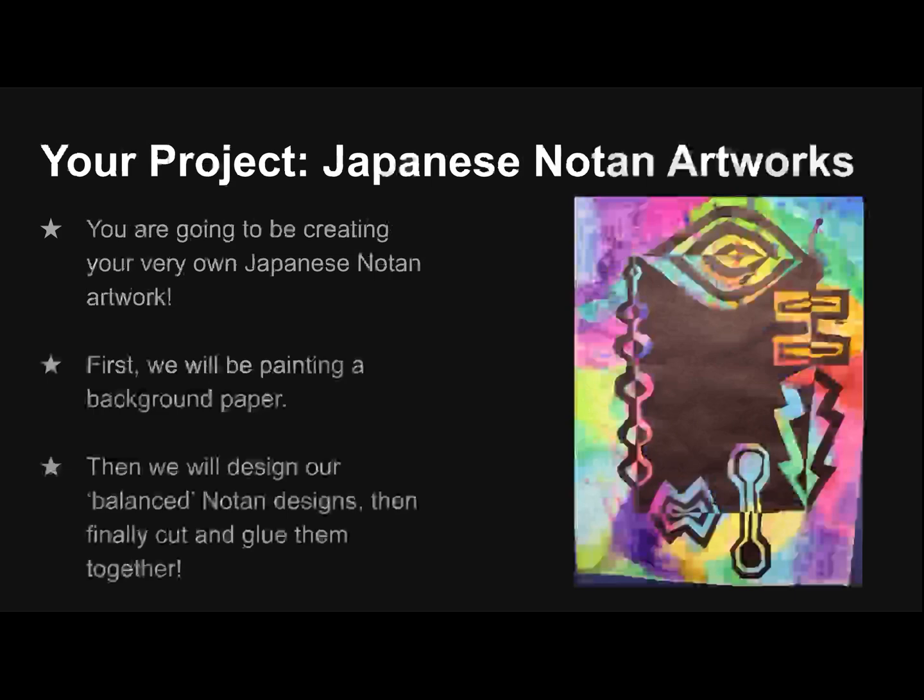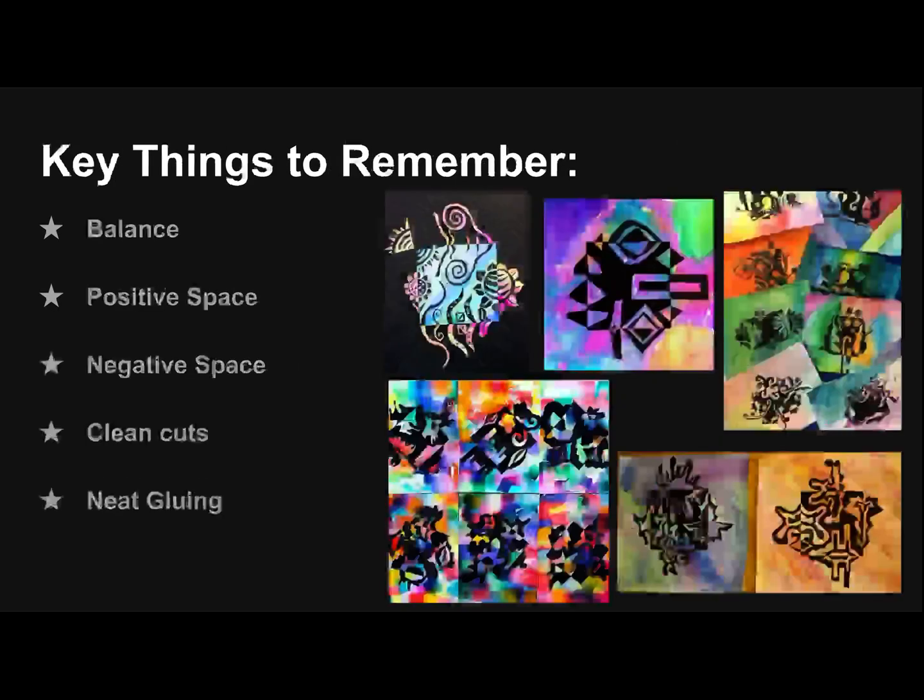So what are you making? You're making a Japanese Notan artwork. First step, you are going to be painting a paper. So you can see here in this example, this beautifully painted background paper. We're going to add that. I know some of the artworks I showed you in the beginning were just black and white, but we're going to add a little twist to that and add some color by painting our papers that we glue our Notans down to. Then you'll be designing your balanced Notan designs and then cutting them out and gluing them down together.